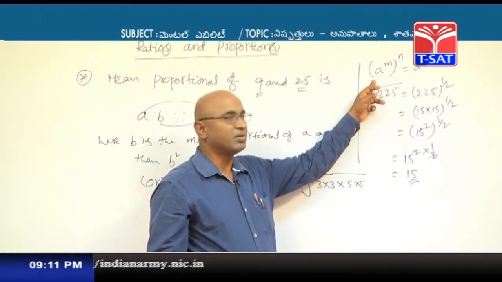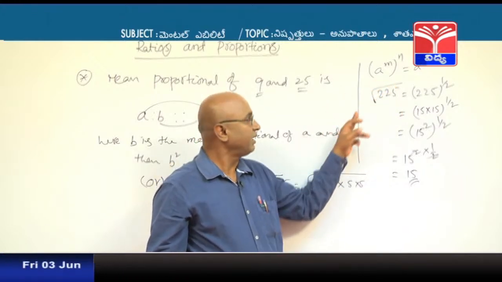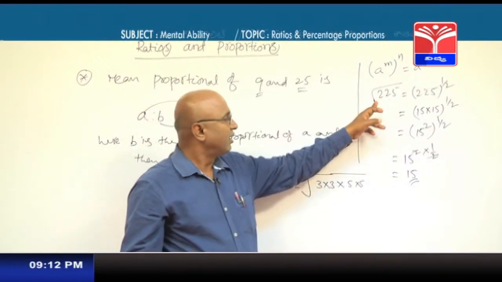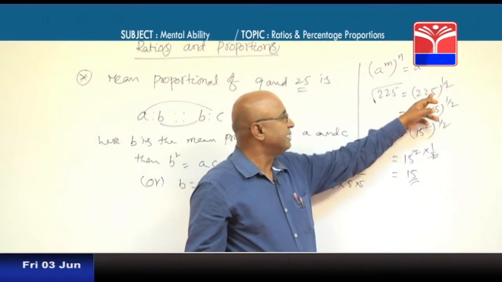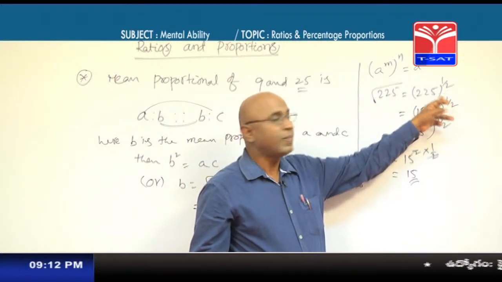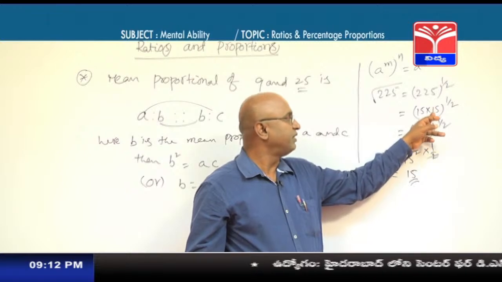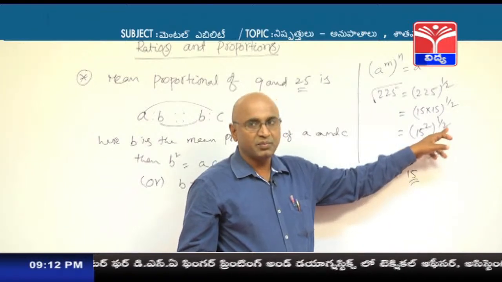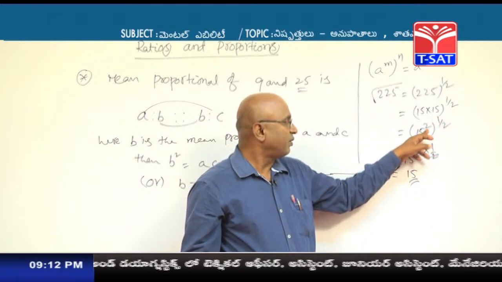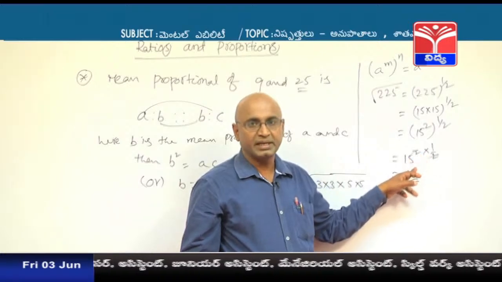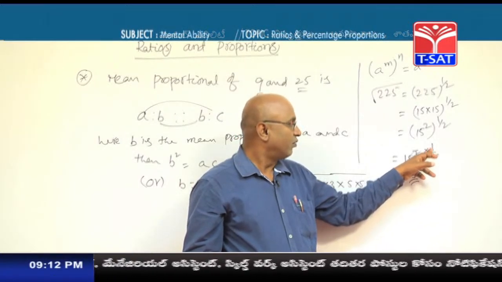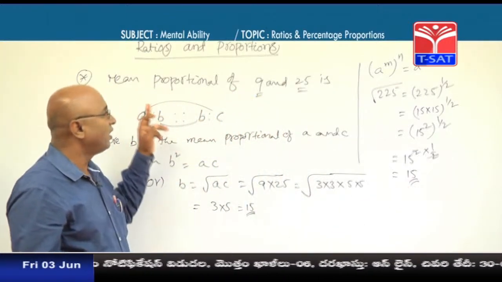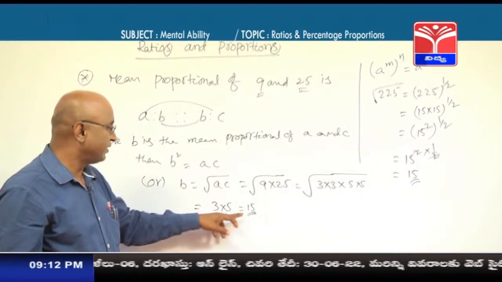A to the power of m whole to the power of n is equal to a to the power of mn, and the product of 9 and 25 is 225. It is under square root. When it is under square root, that means 225 whole to the power of 1 by 2, and 225 can be written as 15 into 15 whole to the power of 1 by 2, and it is 15 square to the power of 1 by 2. And a to the power of m whole to the power of n is equal to a to the power of mn. 15 square into 1 by 2 will give you 15. So the mean proportional of 9 and 25 is 15.